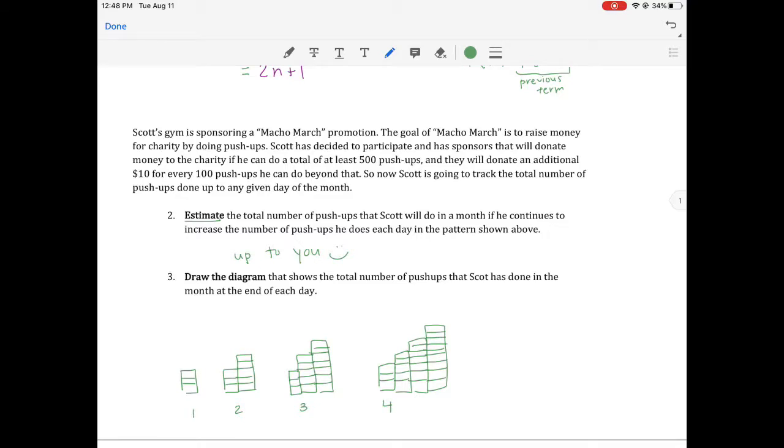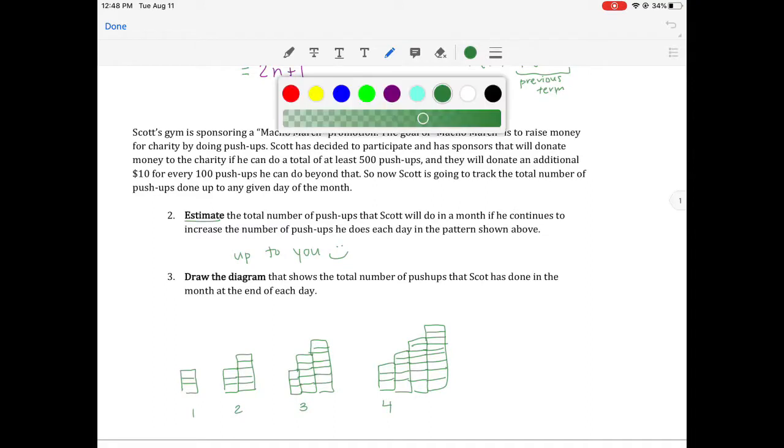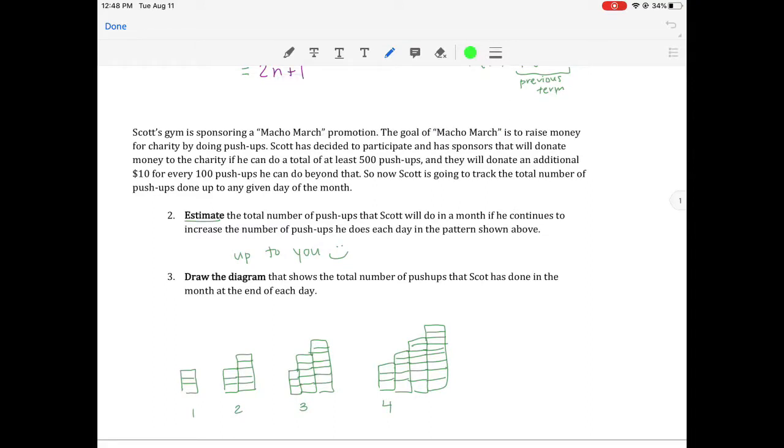And it helped me just to label these a little bit to see what was happening. Like, I noticed here that we can say the day, and then we can say the total. He's got on day 1, 3 push-ups, and on day 2, he has 8, and on day 3, he's got 15, and on day 4, he's got 24.